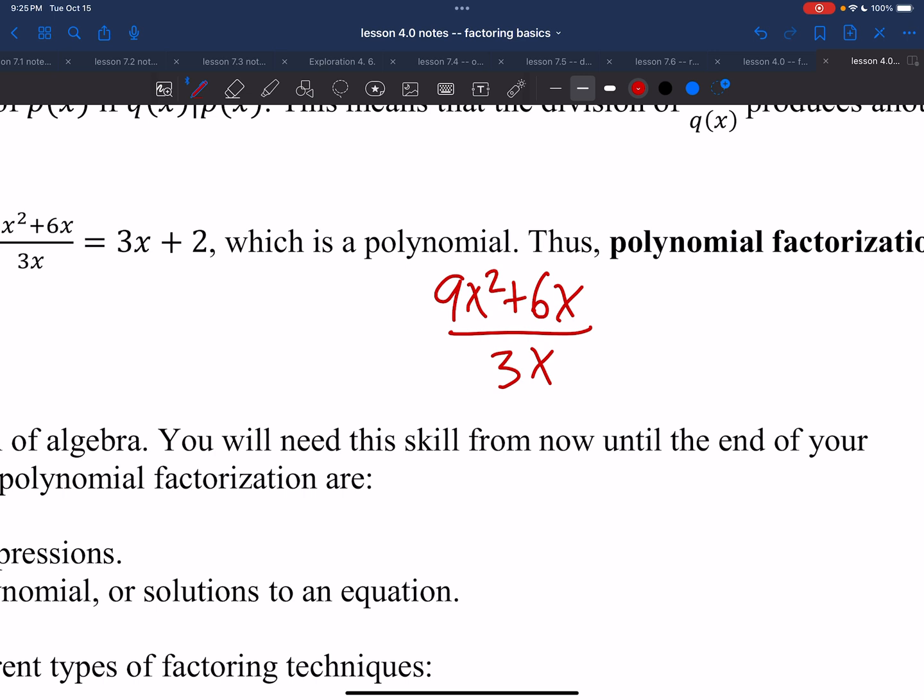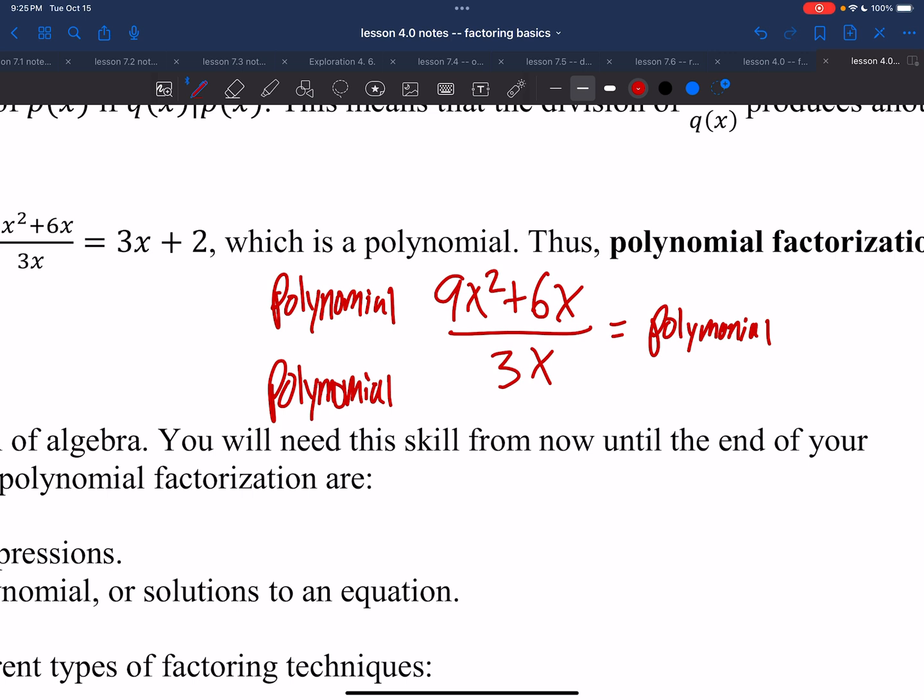Well, 9x squared plus 6x is what we call a polynomial, and 3x is also called a polynomial. And so we would say, well, if I were to divide these and get no remainder, and I result with another polynomial, well, then that would mean that 3x is a factor of 9x squared plus 6x.